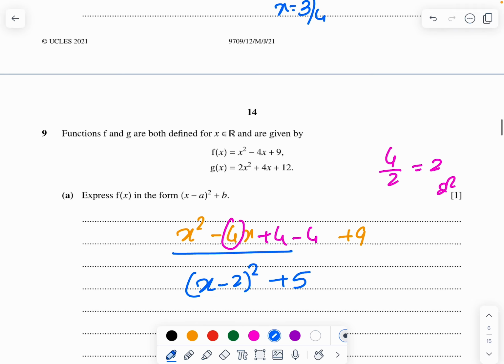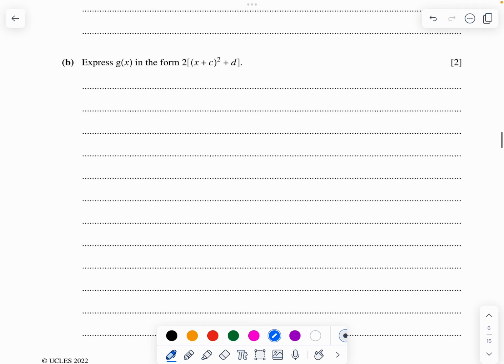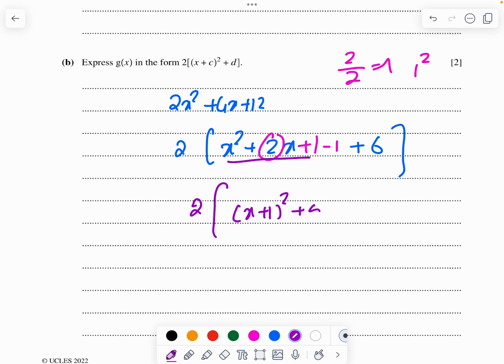Express g of x also. 2x square plus 4x plus 12. Take 2 common: x square plus 2x plus 6. Now this is 2. 2 divided by 2 is 1. 1 square is 1. Add 1 and subtract 1. So these three terms will become (x plus 1) whole square, and 6 minus 1 is 5.